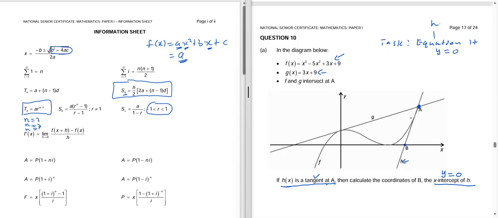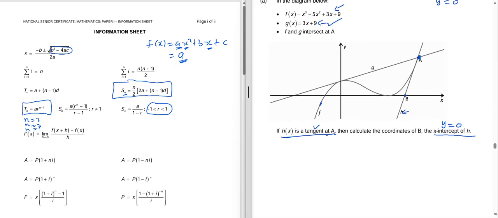And how do we find the coordinates of a? The information involving a is the intersection of the graph g and the graph f of x. So that means we need to set them equal to each other first. Let's do that. We're going to say f of x is equal to g of x, which is x cubed minus 5x squared plus 3x plus 9 should be equal to 3x plus 9.